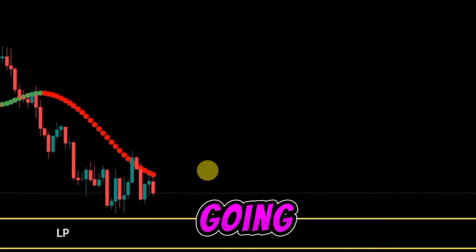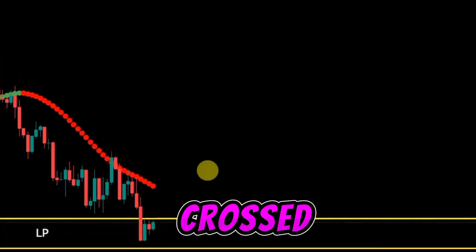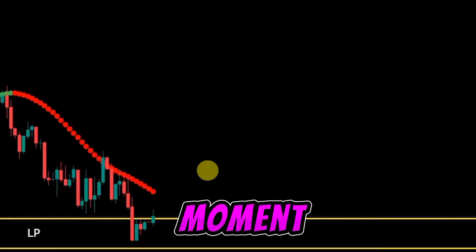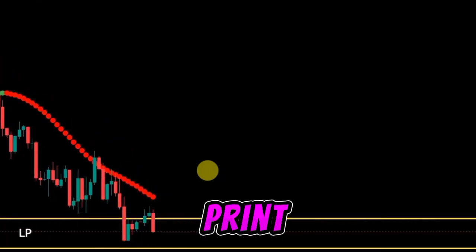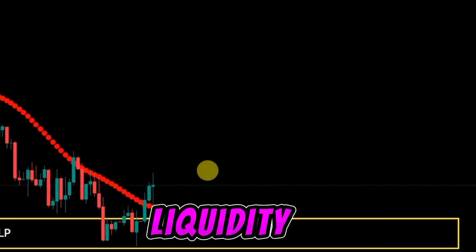We are still going, so we haven't really tapped into the liquidity pool, so fingers crossed. Let's see how it goes. Any moment from now we should get a print of a candle, right? Good, we just tapped precisely into the liquidity pool.